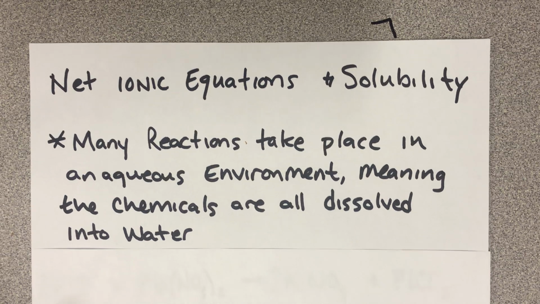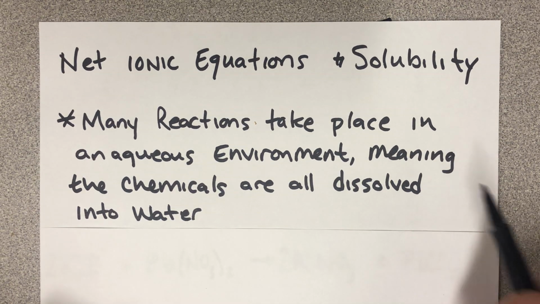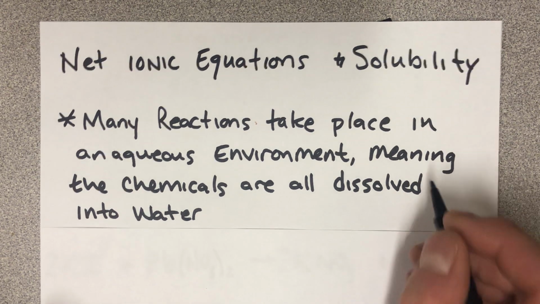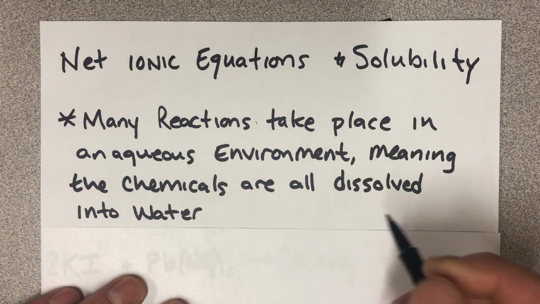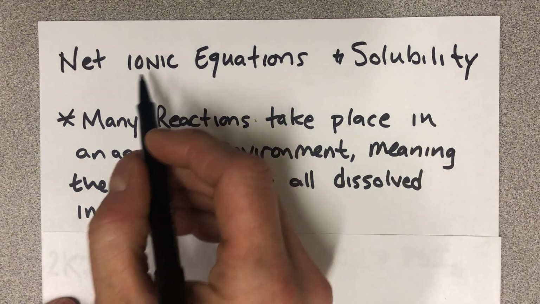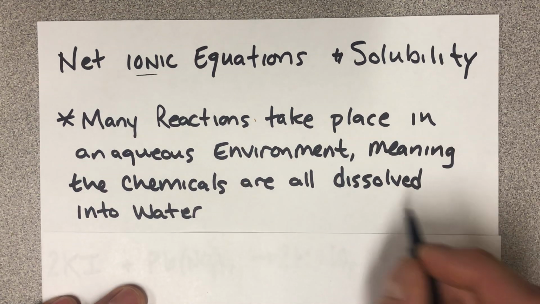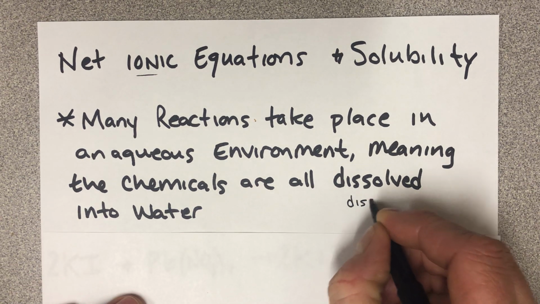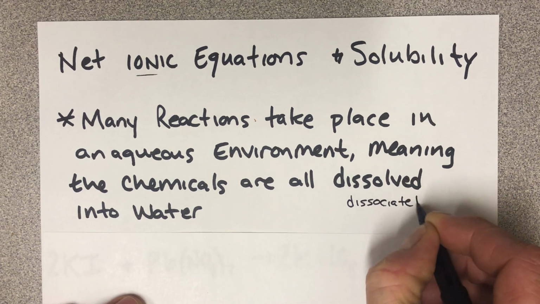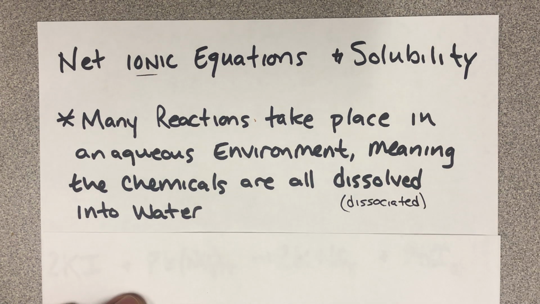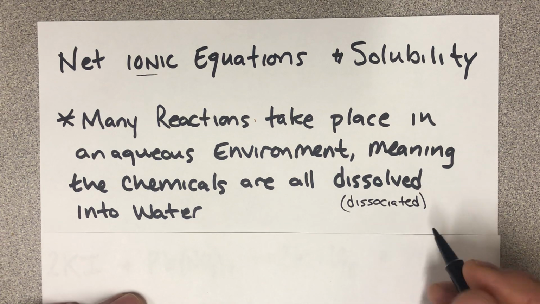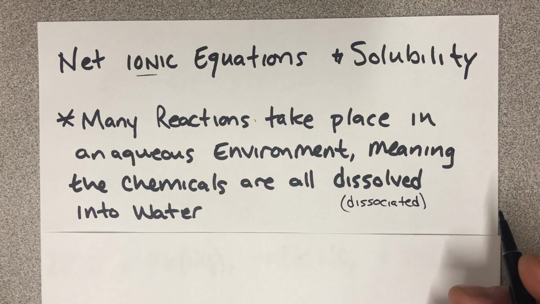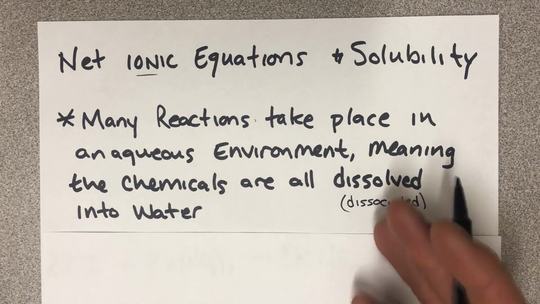Most of the reactions that we see between chemicals take place in an aqueous environment. That means that the chemicals are all dissolved into water. And we're talking about ionic compounds here that go through these net ionic equations. And so dissolved is probably not the right word. Really, the word that we want here is dissociated. And dissociated just means that water has sort of worked its way into the compound and pulled the ions apart. And so floating around in the solution are just the ions.